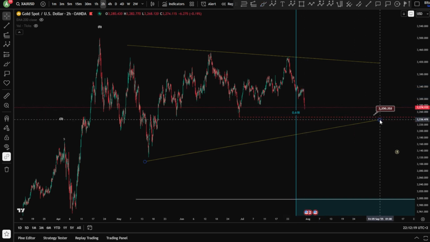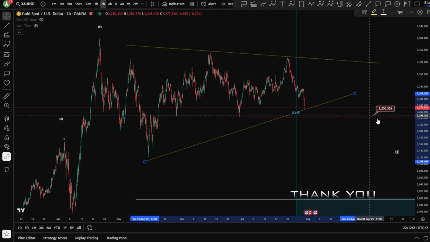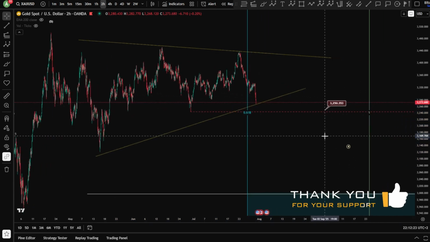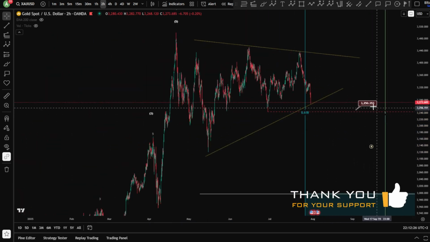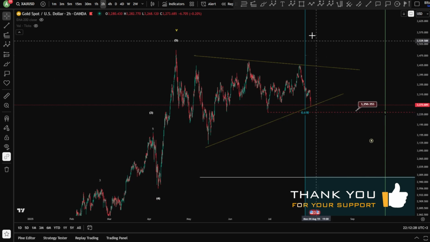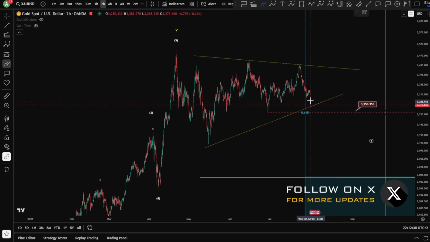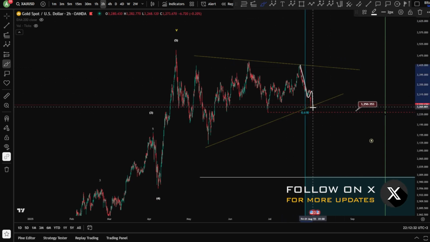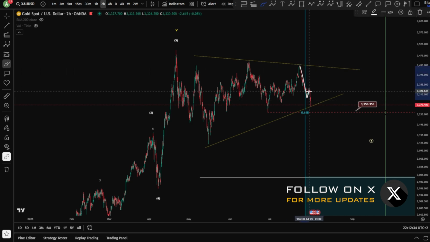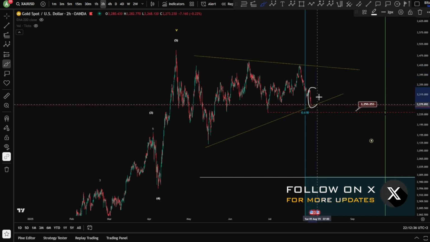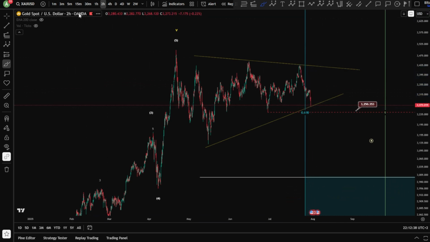Now, currently, we are still, of course, in the range of the triangle. The invalidation 3,250 was not taken yet, so we cannot say that it is 100% that we are not in a triangle yet because we did not invalidate it. This might still play as a zigzag even if the wave C is very short.